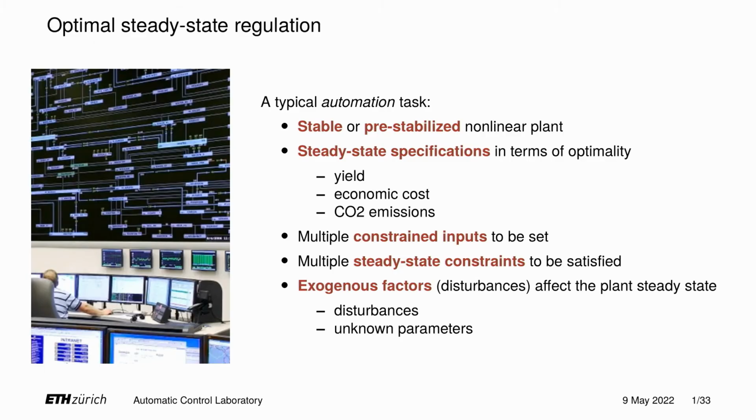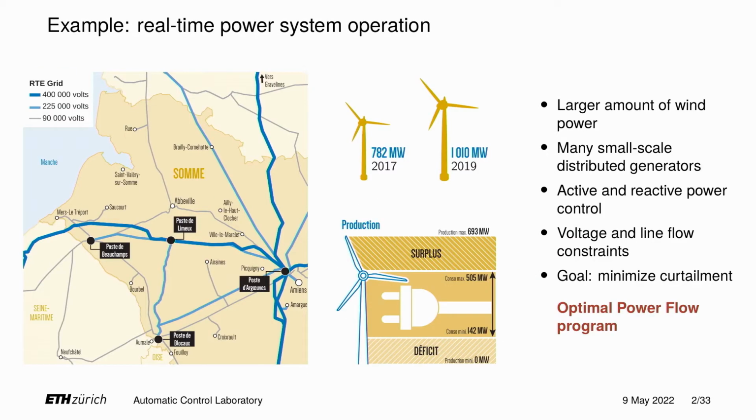Of course, this is made not trivial by the fact that the map from input to output is affected by exogenous factors like disturbances or unknown parameters. Okay? And what you see here on the left has been the driving application for a while. This is the control room of a power system, right? So I will spend literally one slide just giving a hint of what it means in that case to do this optimal steady-state regulation.